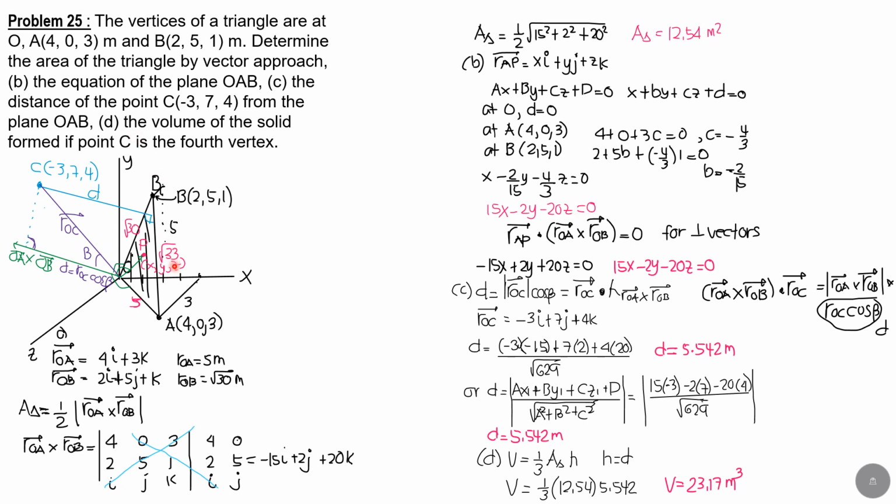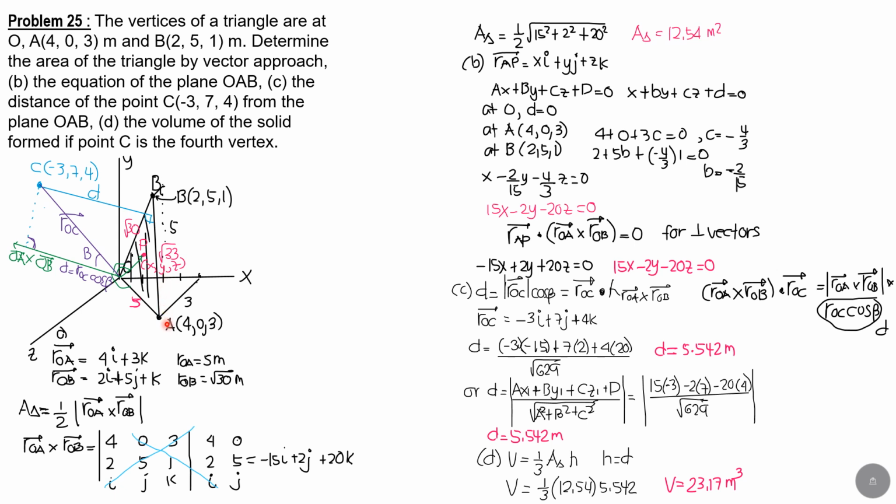So first, let's plot the points. We have the origin, of course. There's no need to show it. Then A is at x is 4, y is 0, z is 3. So that's 3, that's 4. This is 4 units, so that's why this is 5 units: 3, 4, 5. And B is here, (2, 5, 1). So the distance from O is the square root of 2 squared plus 5 squared plus 1 squared, and that is the square root of 30 meters.